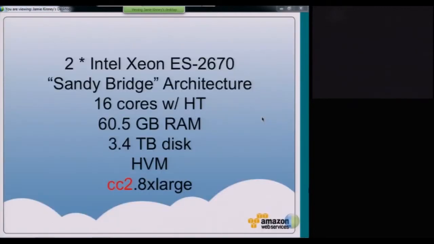In addition to that, we recently launched the Sandy Bridge-based CC2 8XL instance, which gives you more than double the performance of the CC1s at less than half the cost. And if you're using something that's vector math intensive, the AVX extensions that come with the Sandy Bridge are going to be really, really useful for folks.